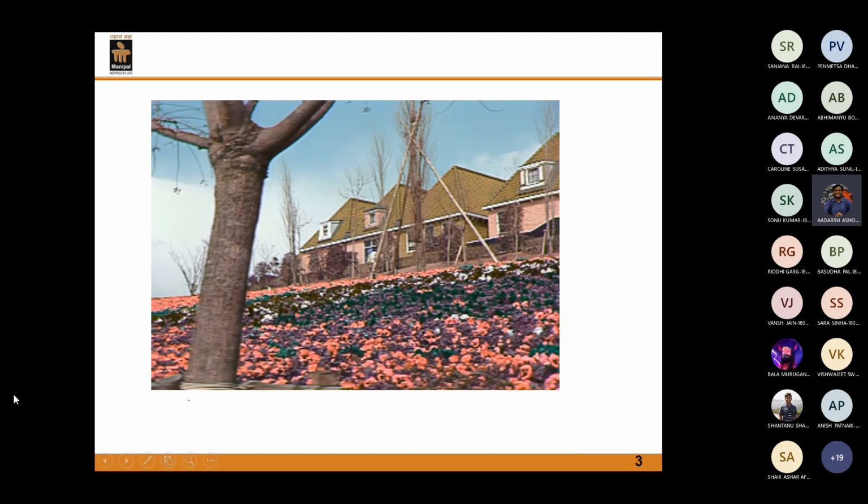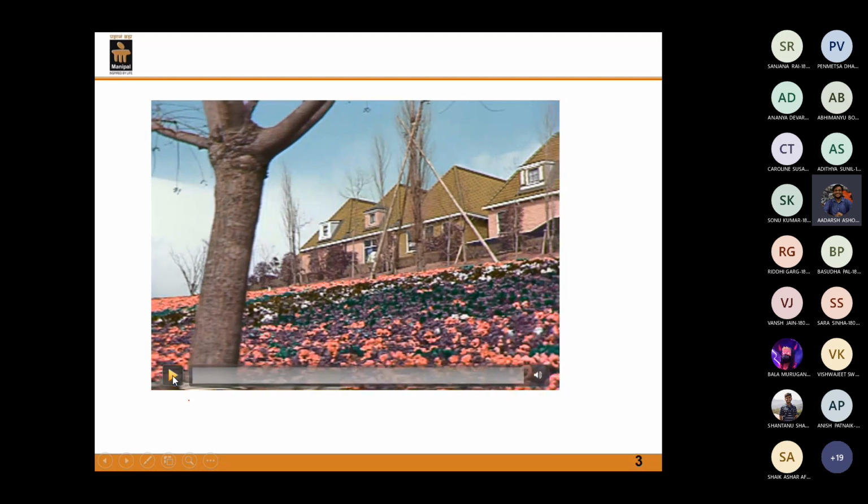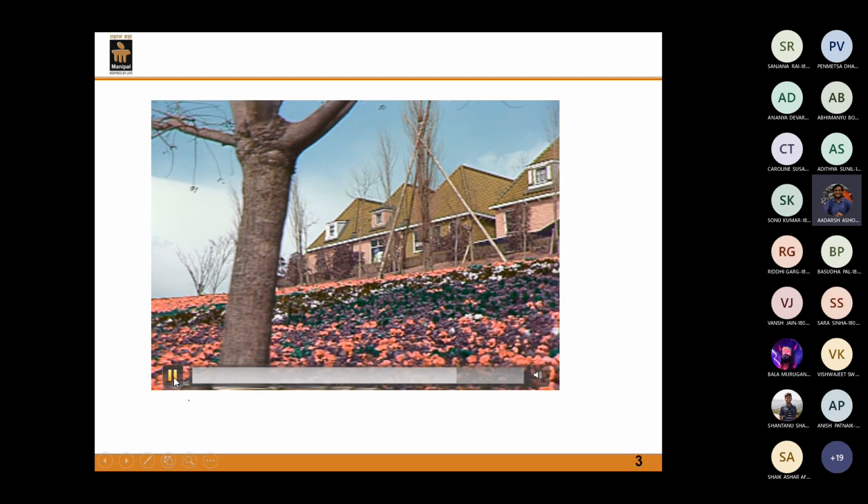So I'll just play this once again. What you observe in this video sequence is that you have the tree moving over here, and it is basically the movement of the tree that we'll see how that is being captured. We'll have a look at that.